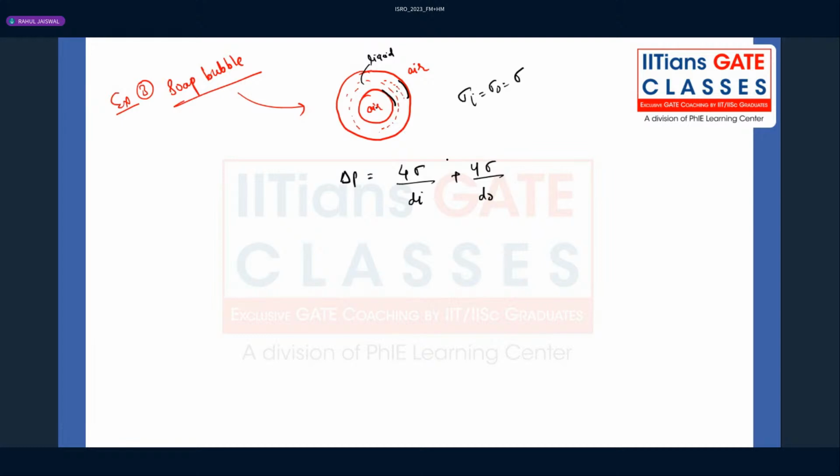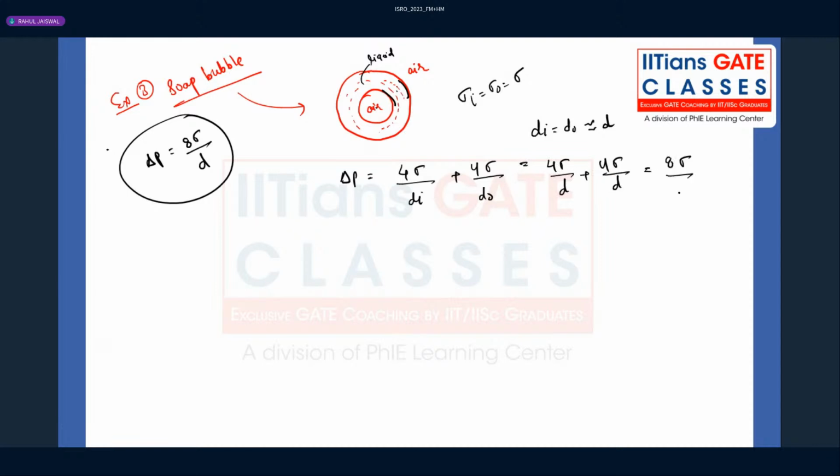But here you might be thinking, sir, the formula for the soap bubble they used to write delta p as 8 sigma by d, but not like the formula which you have written. If you directly remember it like this, that is a big blunder. Of course, whatever diameter we are assuming, it is almost the same diameter. Inner diameter and outer diameter don't have any difference. Even a slight difference that will be there, we are neglecting. So we can write 4 sigma by d plus 4 sigma by d, that will become 8 sigma by d. Understanding my point?